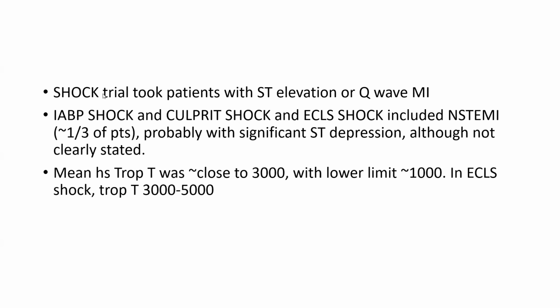For example, the original SHOCK trial took patients with ST elevation or Q-wave MI. The IABP-SHOCK, CULPRIT-SHOCK, and ECLS-SHOCK trials recruited STEMI, but they also recruited non-STEMI, and a third of the patients were non-STEMI, probably with significant ongoing ST depression, although this was not clearly stated in any of those papers. What they did highlight is that the mean high sensitivity troponin T was close to 3,000s with a lower limit of thousands.